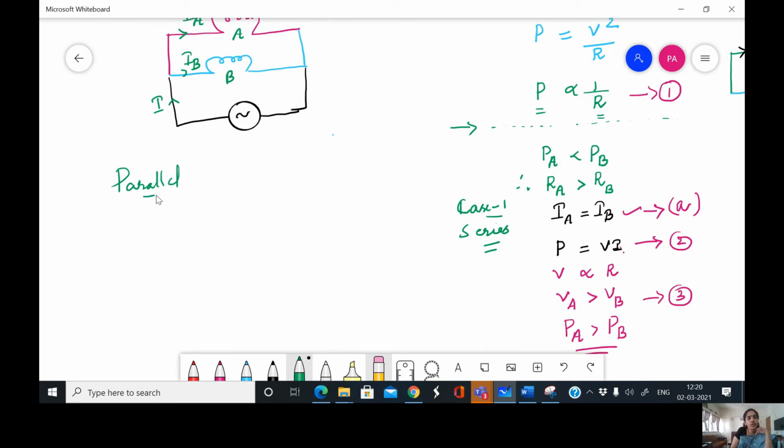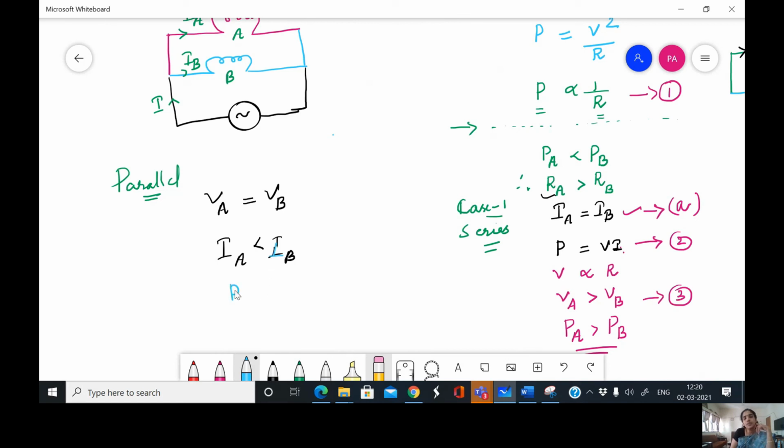So for parallel connection, what happens? What we understand from here is that for parallel connection, voltage across both the bulbs is the same, VA equal to VB. Now current is not equal, so which one is bigger, IA or IB? For that, look here, we already found resistance. Resistance is more for bulb A. So we can say current is less for bulb A. That means IB is greater than IA.